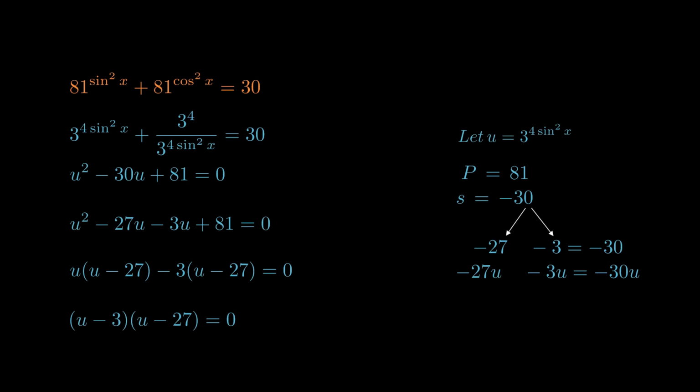Note that the right-hand side of this equation is 0. A product can only be 0 if at least one of its factors is equal to 0. We now divide our solution into two parts. On the left side, we solve for the situation that the first factor, u minus 27, equals 0, leading to u being equal to 27. And on the right side, we solve for the case when u minus 3 equals 0, leading to u being equal to 3.